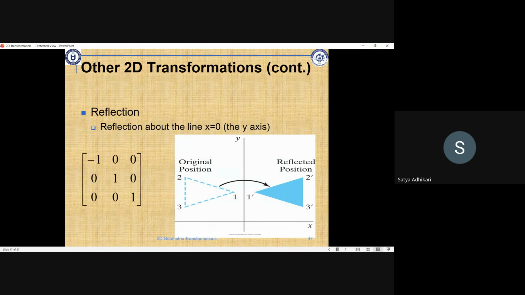You see, in the previous one, the center element, in second row and second column, had a minus sign, but here you will get a negative sign in the first element. In the y-axis reflection, the x coordinate changes. So this is the reflection matrix about the y-axis.